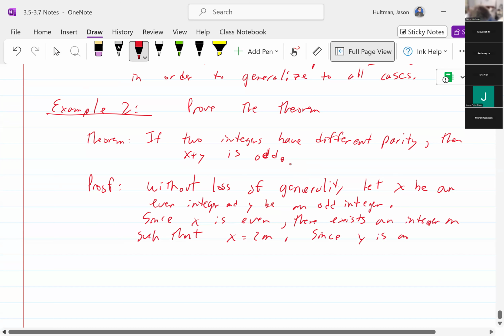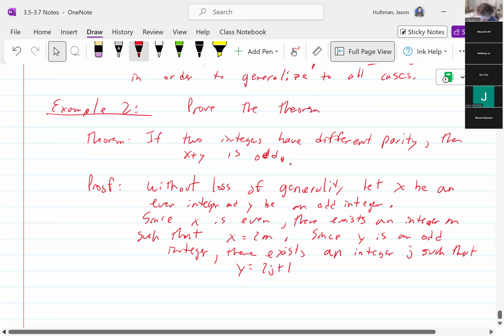Since y is an odd integer, there exists an integer j such that y equals 2j plus 1. Again, I should say an integer j. I don't know why I always do that.